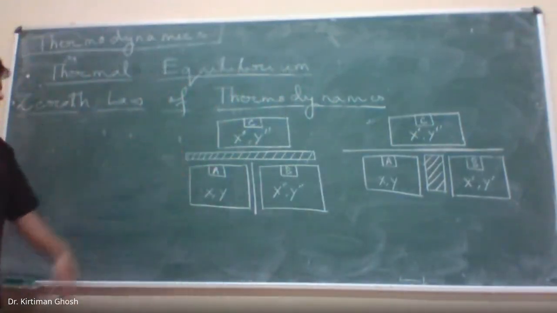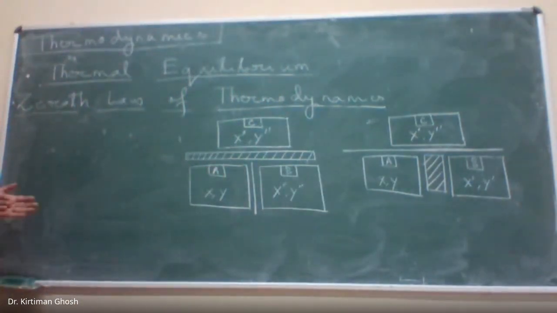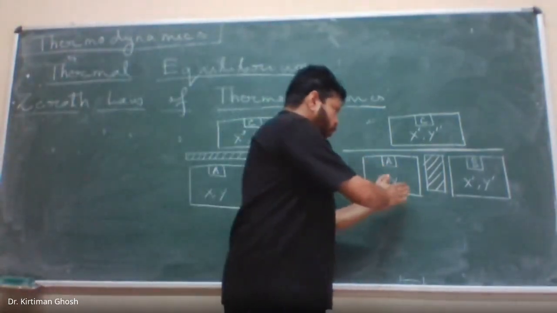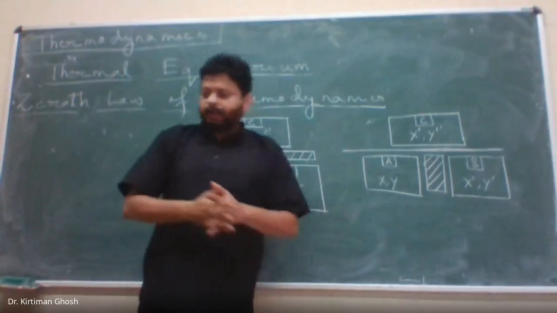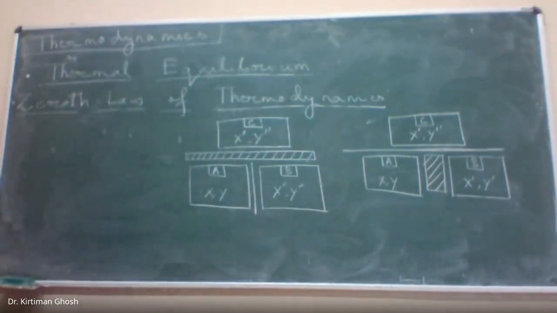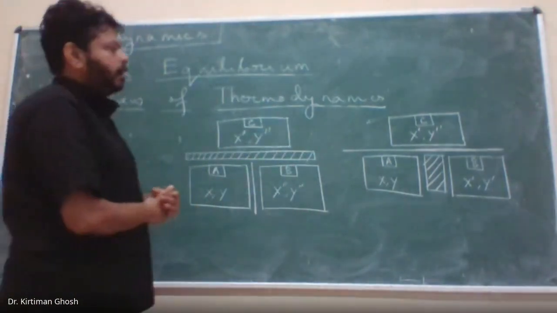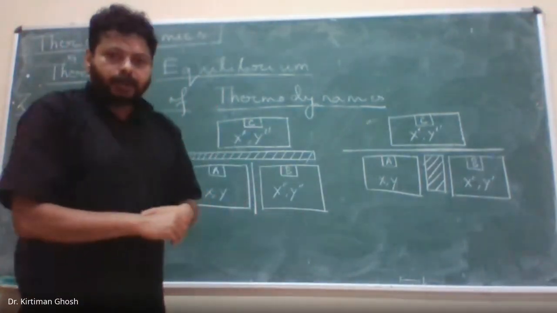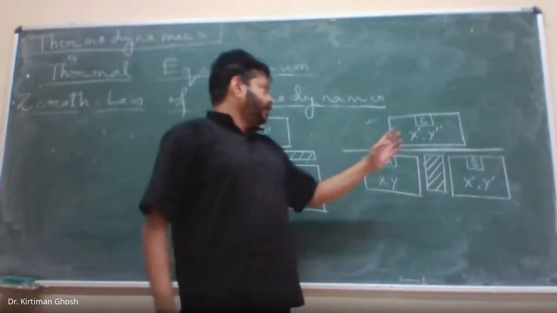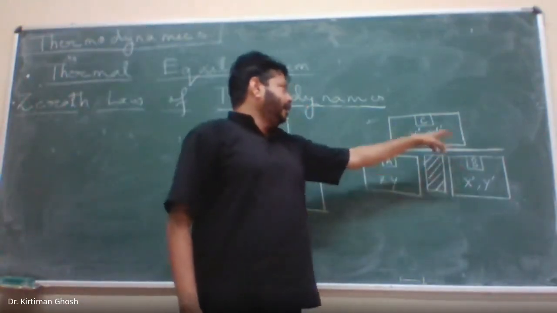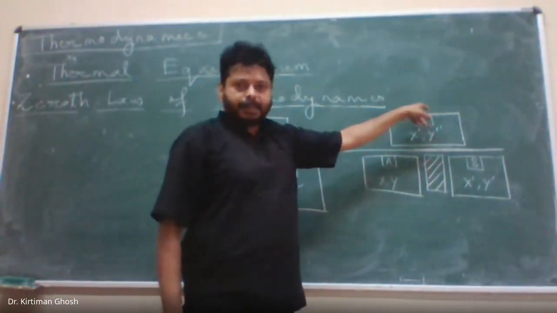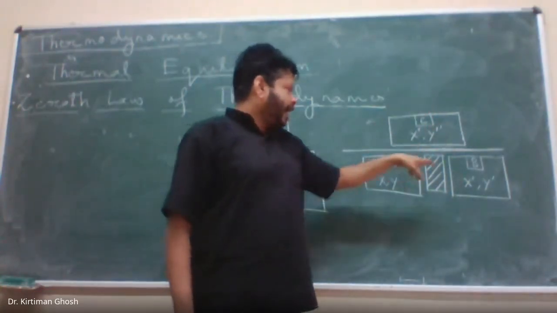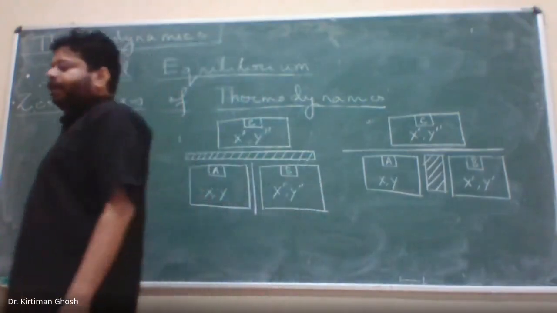So in situation one, A and B are in thermal equilibrium, but neither of them is in thermal equilibrium with C. In situation two, the systems A and B are not in thermal equilibrium with each other, but both of them are in thermal equilibrium with C. So the zeroth law of thermodynamics postulates that if systems A and B are both in thermal equilibrium with a third system C, then systems A and B must be in thermal equilibrium with each other.